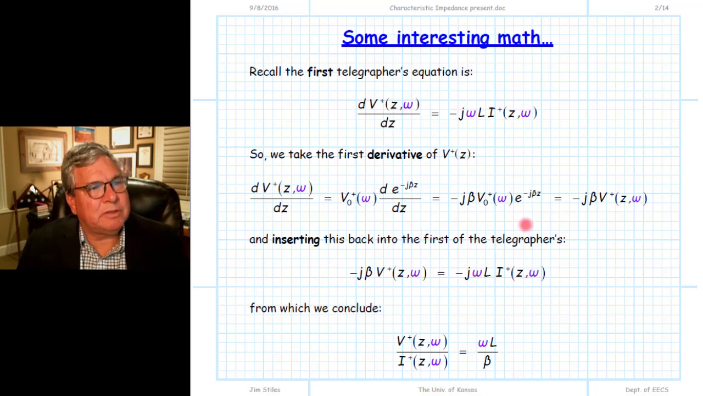All right, so what do we do with this? Let's take this result and put it back here. And we're going to rewrite this telegrapher equation, since we've taken our derivative, as this. Notice on the left side we have the plus wave voltage, and on the right side we have the plus wave current. And so we do a little algebra and we can find the ratio now of the plus wave voltage to the plus wave current.